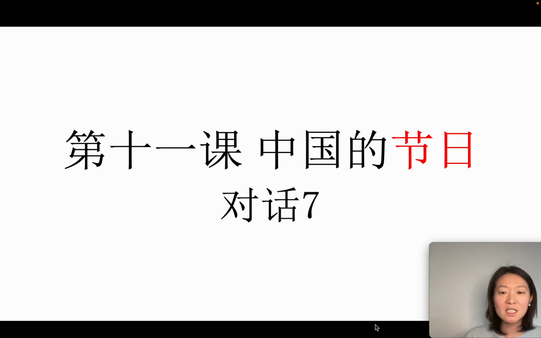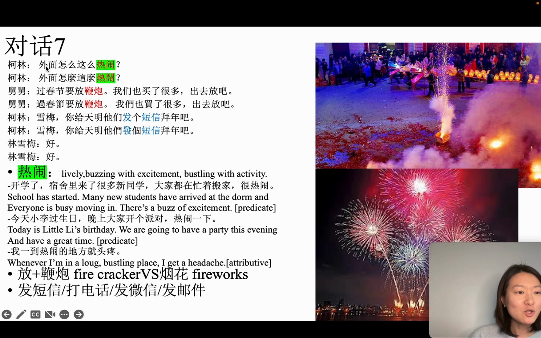天学习第11课中国的节日最后一个部分, the last part, which is starting from the end of page 6 and all the content on page 8. 好,克林说外面怎么这么热闹?外面 means outside. Of course, they're living in the apartment.